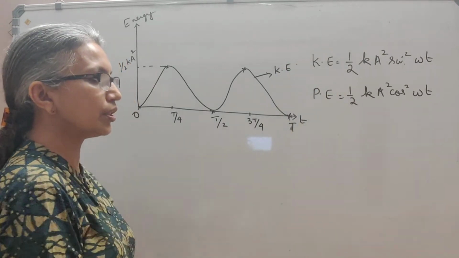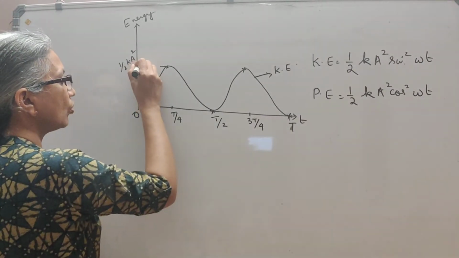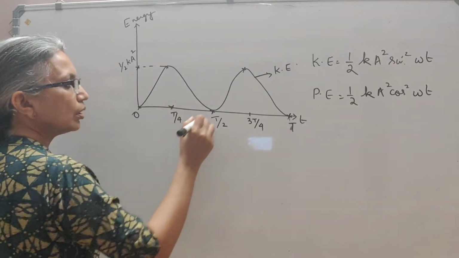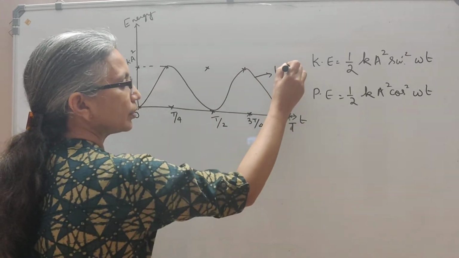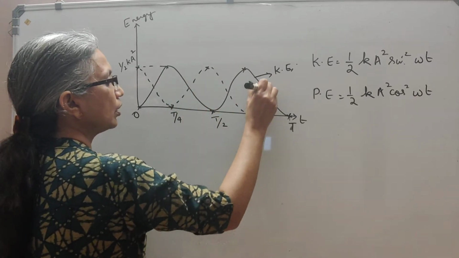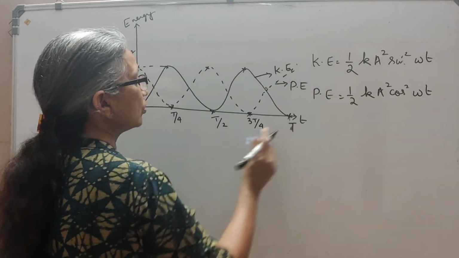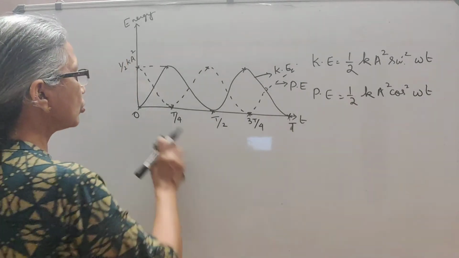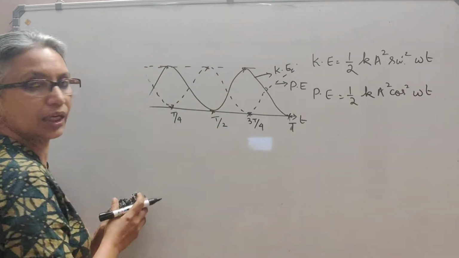If you take the potential energy, it is the square of the cosine function. So at time t equal to 0, cos 0 is 1, so it's already at the maximum. Then by the time you come to t by 4, cos 90 is 0. Cos pi is minus 1, but square it and you have the maximum here. Then 0 and maximum. So this dotted curve will give you the potential energy curve. So this is the variation of kinetic energy and potential energy with respect to time. The total energy will always remain a constant at half k a square.